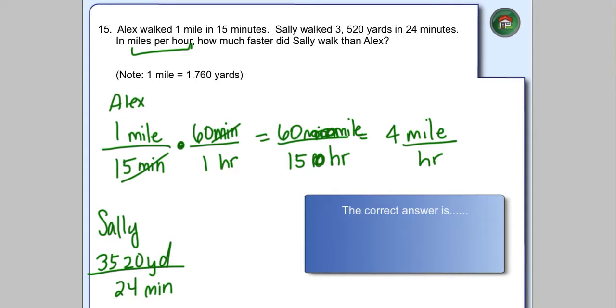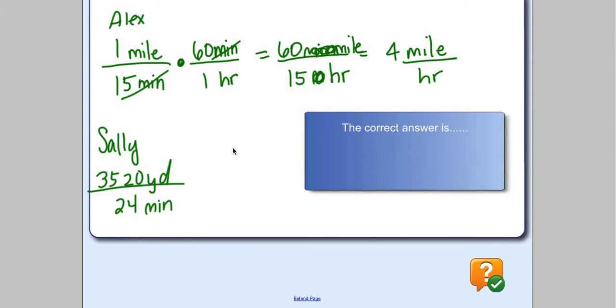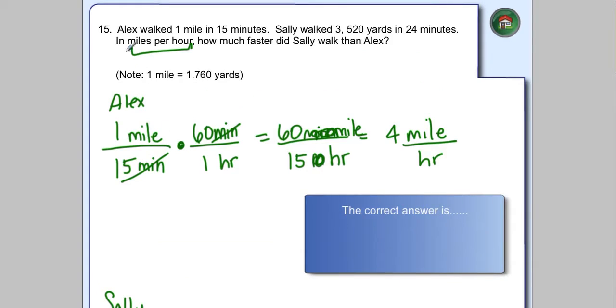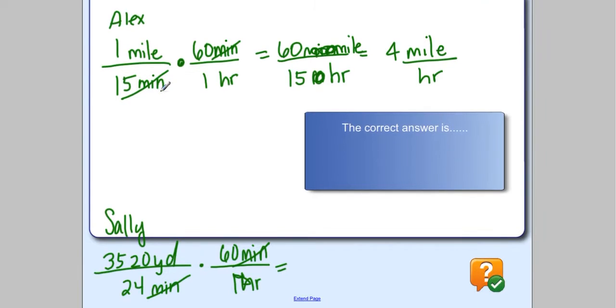All right, now for this one, I need to get this into miles per hour. So watch this conversion. Let's concentrate on this. Let's get that to hours. So 60 minutes is equivalent to 1 hour. And I know those would cross out. And then it gives you this conversion. 1 mile is 1,760 yards. So I want to multiply that by 1,760 yards because that yard will cancel with that yard. That many yards is equivalent to that many miles. And then I can do the work.